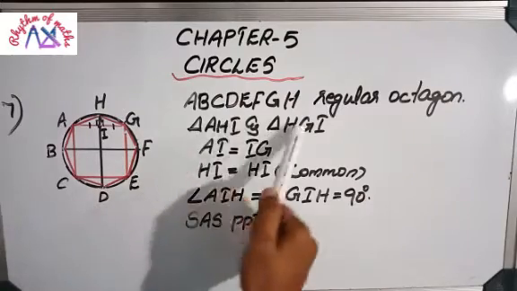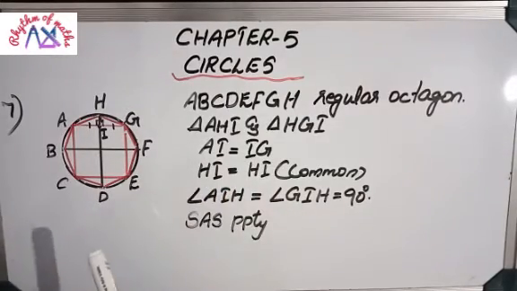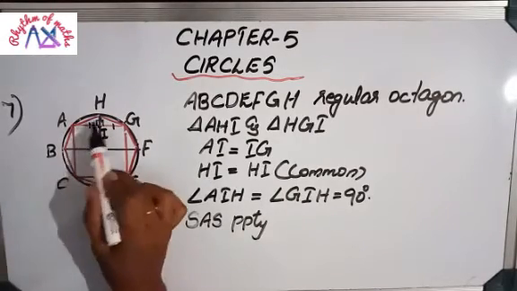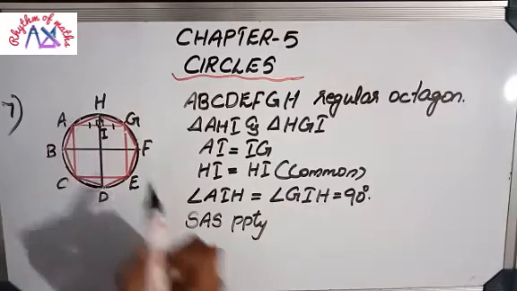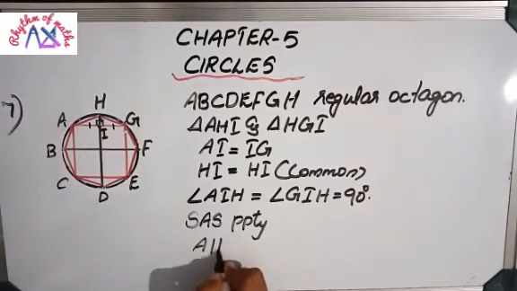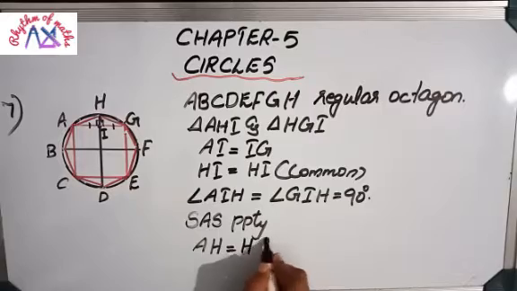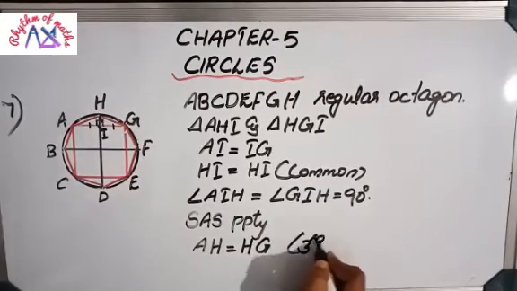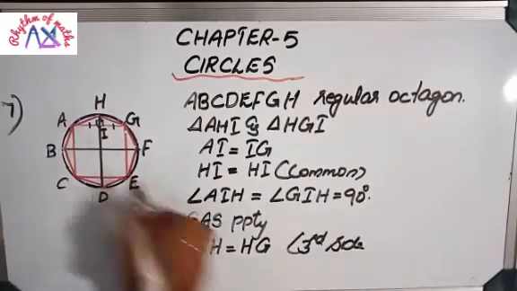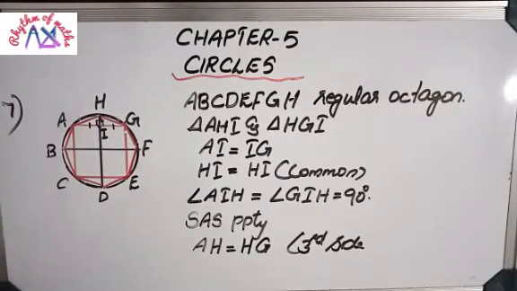That means these two triangles are what? Equal triangles. So equal triangles means what? The third side will also be equal. Which is the third side? First two sides are already equal, so the third side is AH equal to HG. Okay, this is the third side. So we got these two sides are equal.